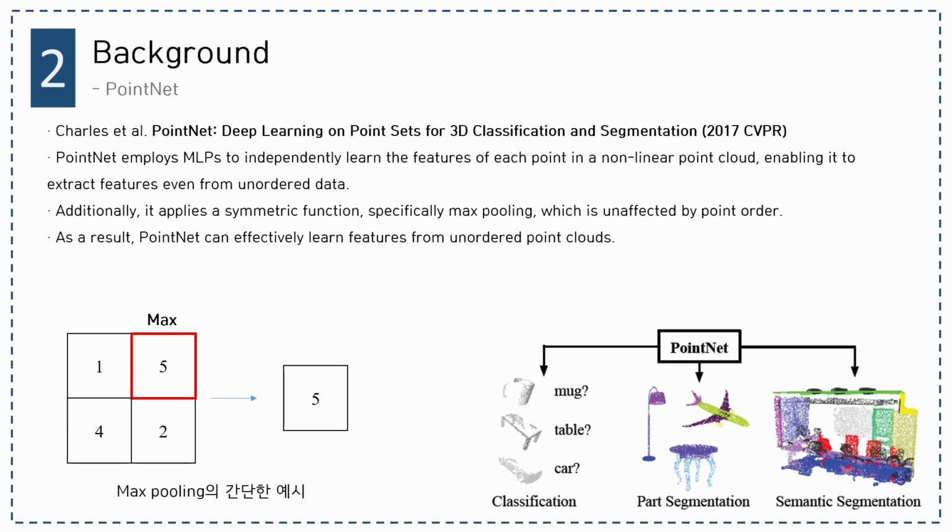Additionally, PointNet uses a symmetric function, max pooling, which is unaffected by order. In max pooling, only the maximum value of sampled points is used for compression, meaning that even if the order changes, the result remains consistent. This enables PointNet to extract features from unordered point clouds effectively.